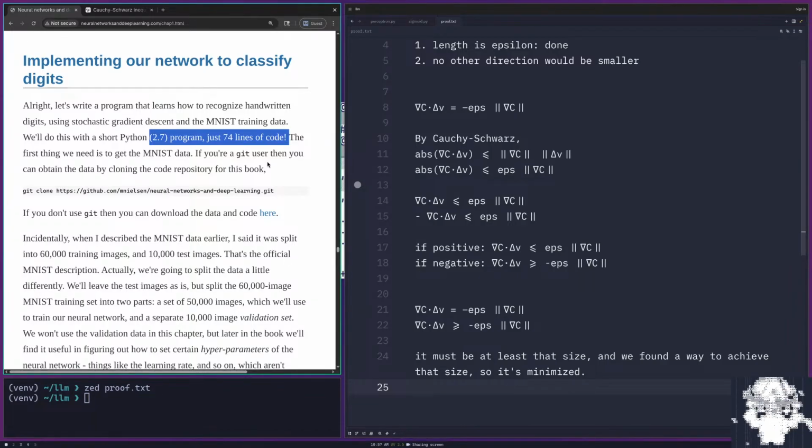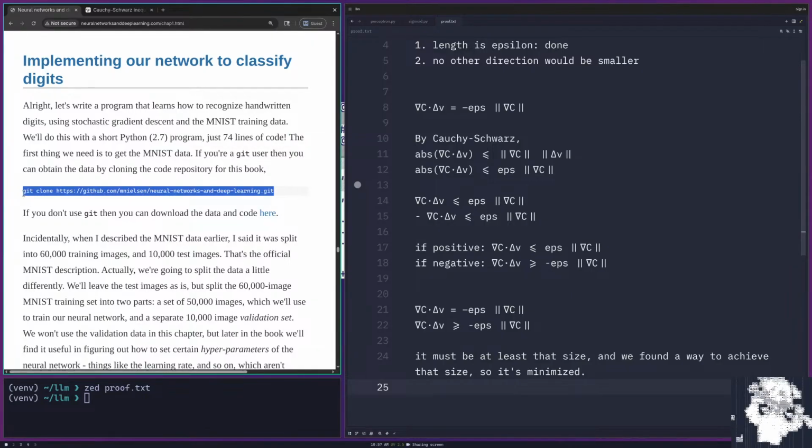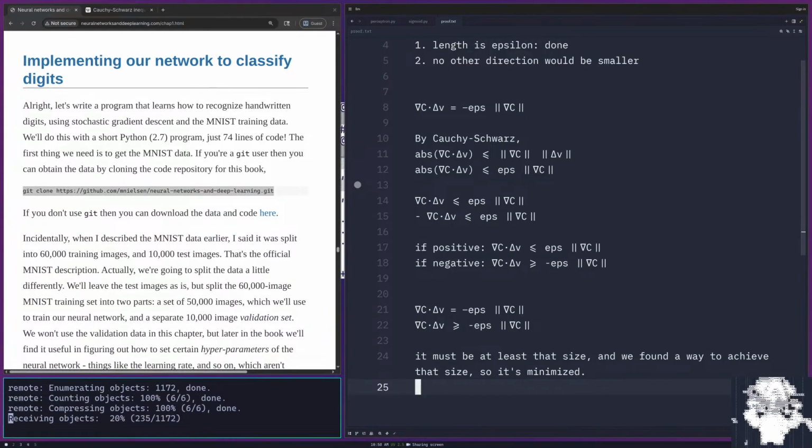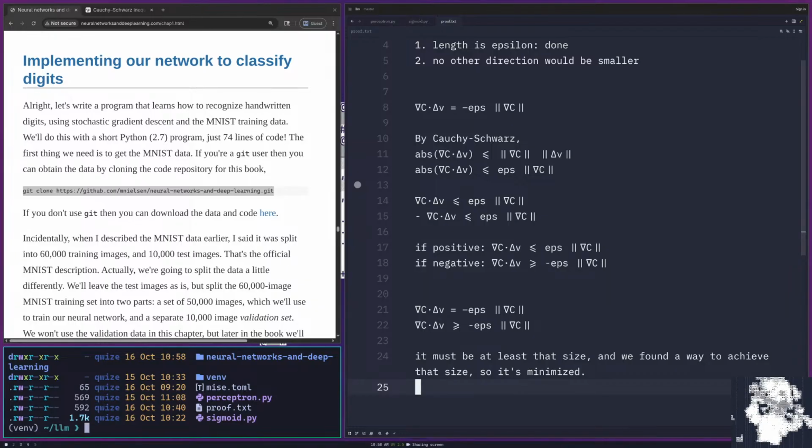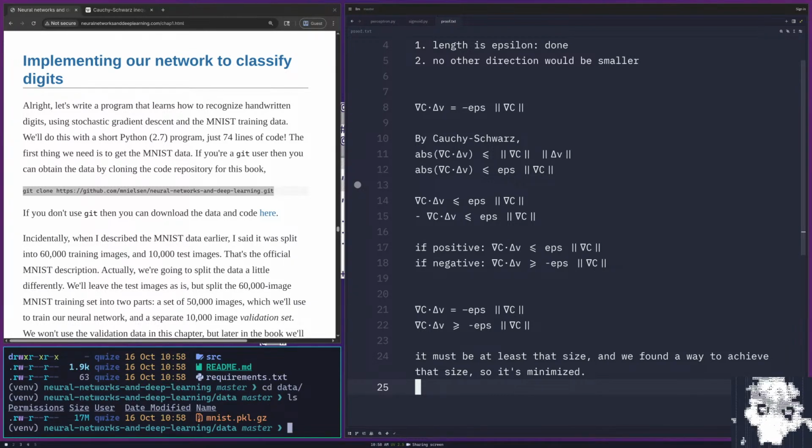The first thing we need is to get the MNIST data. If you're a Git user, you can obtain the data by cloning the code repository for this book. Okay, we can do that. Or you can download the data and code here. No, we're gonna clone the repo. Data. That's a gzip. Okay.